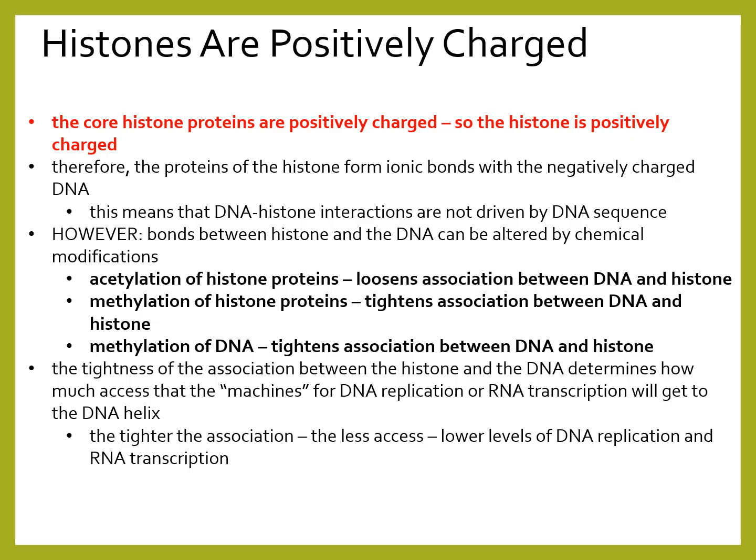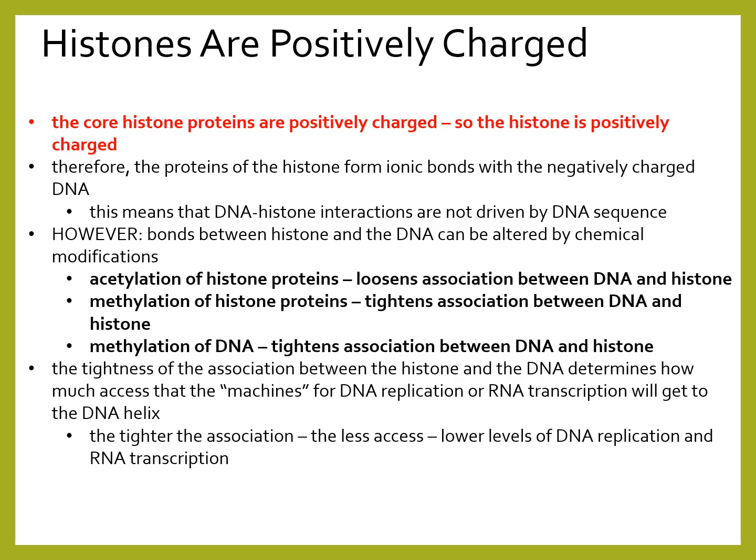For example, if you take acetyl groups and add them onto those histone proteins, this is going to lessen how positive the histone is, and it's going to loosen the association between DNA and its histone. So acetylation of histones loosens the association between DNA and histones. If you were to add methyl groups to these histone proteins, it actually makes them more positive and it tightens the association between DNA and the histone. So methylation of histone proteins tightens their association. Methylation of DNA sequences can also tighten the association between DNA and its histones.